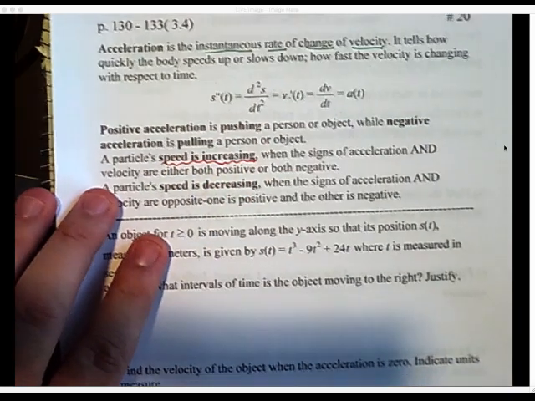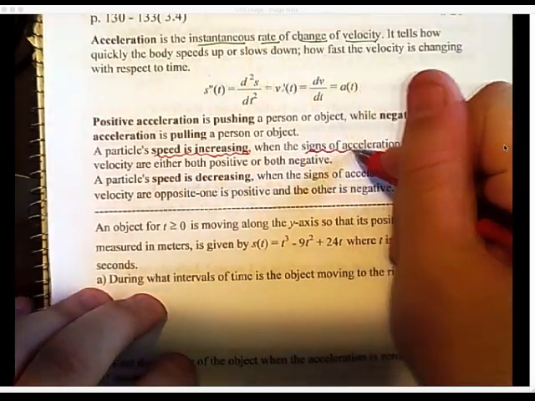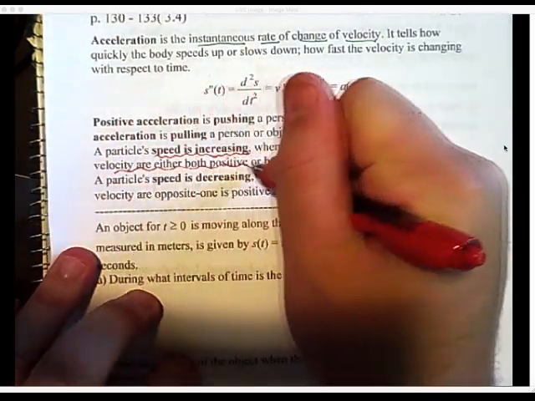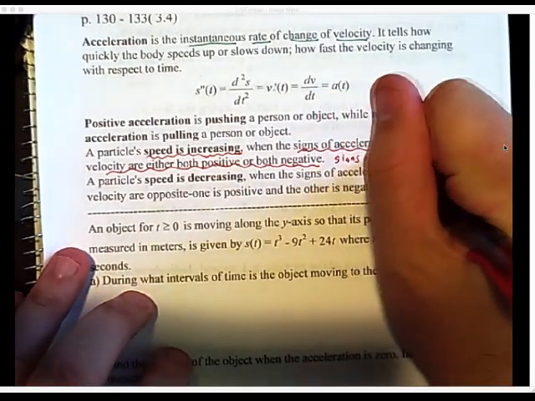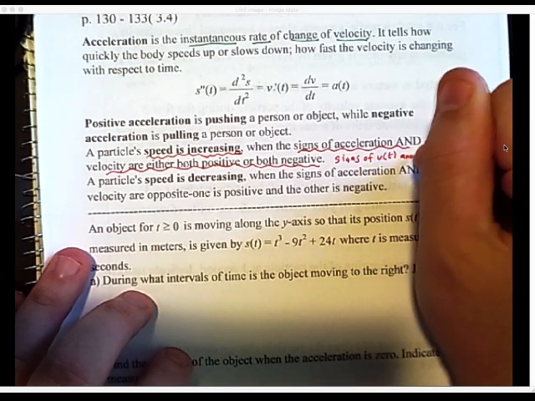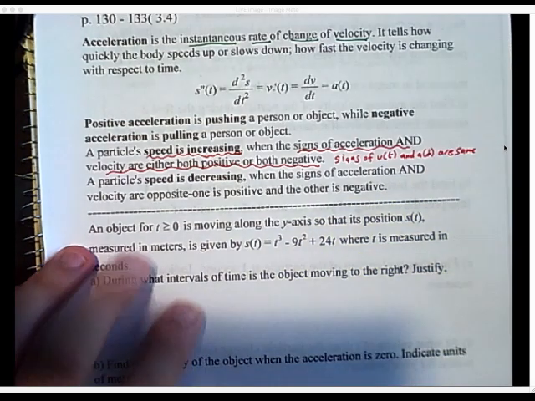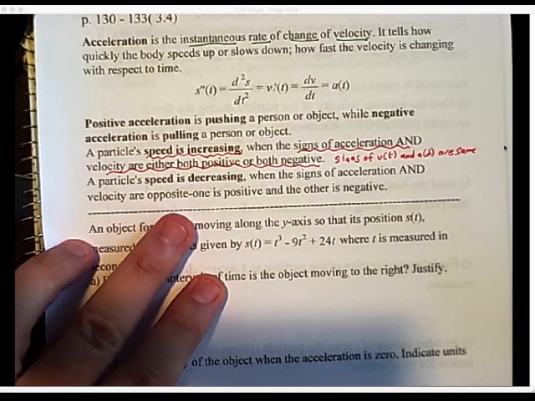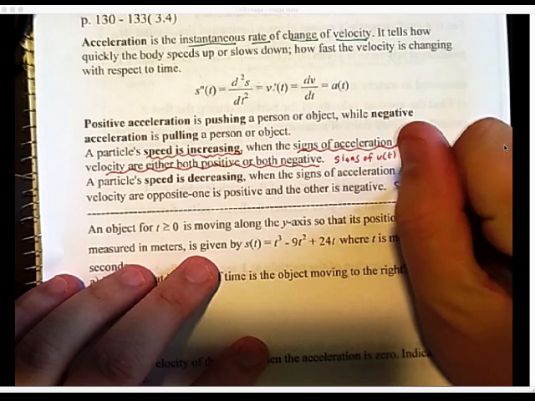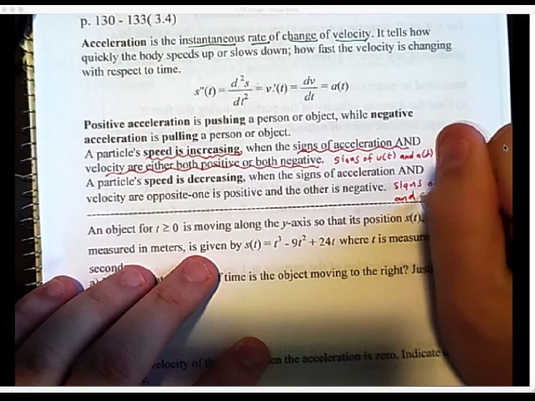If you think about it in terms of a car or a vehicle, a particle's speed is increasing when the signs of acceleration and velocity are either both positive or both negative. So when the signs of v of t and a of t are the same. A particle's speed is decreasing when the signs of acceleration and velocity are opposite. One is positive and the other is negative. So when the signs of v of t and a of t are different.